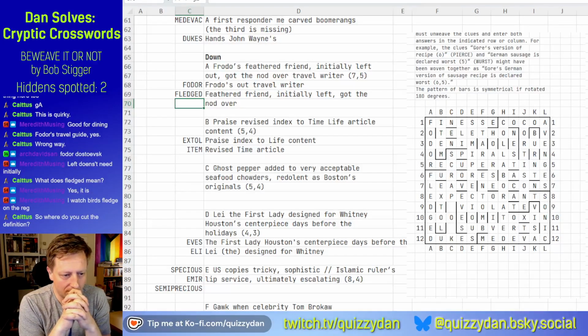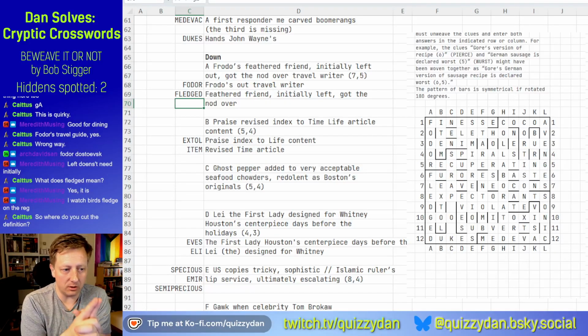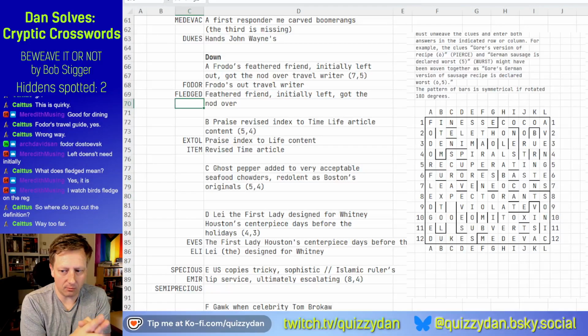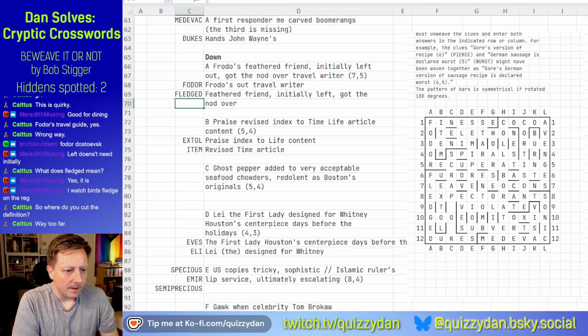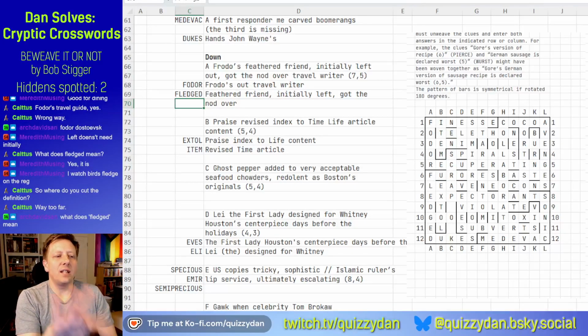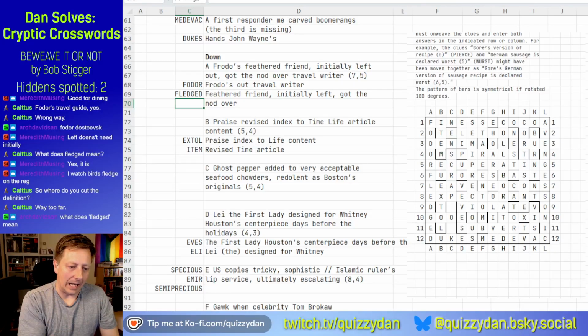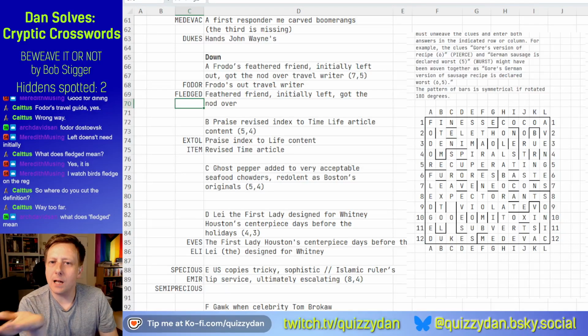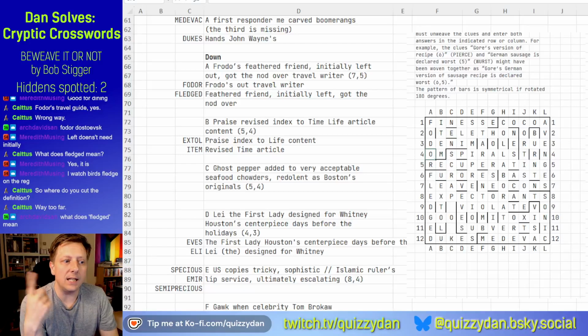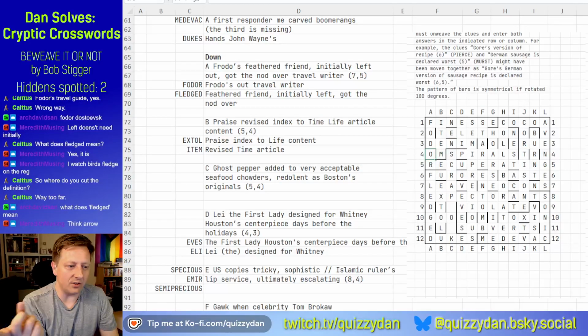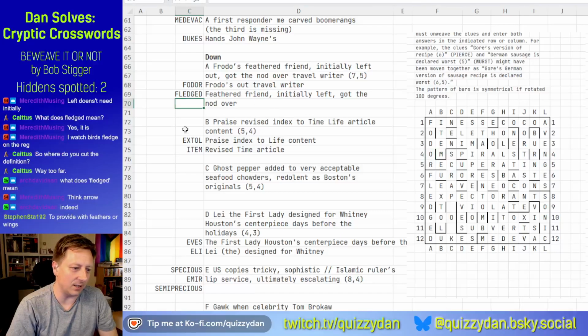So where do I cut the definition? After left. Feathered friend left, then, but then I don't know what initially is doing in the grid. Way too far. Oh, just feathered? Really? So friend initially is F, L for left, and then got the nod over is edged. If you got the nod over someone, you just briefly pip them to the post, you edged them. So if you fledge, you also gain feathers. The chick has fledged. They have feathers now. So feathered is fledged. Okay, there we go.